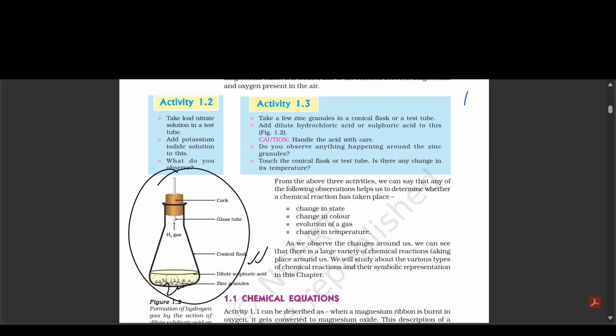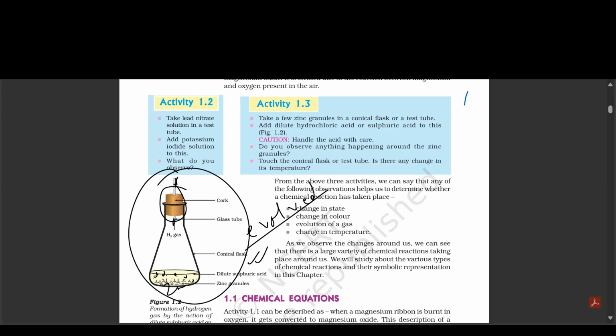Now before putting this, what you have to do is place a cork with a tube, right? And then you have to note your observation. So as soon as you put in dilute sulfuric acid and zinc granules, after maybe some time, you'll observe small bubbles in the conical flask, right? And now, if you observe bubbles, it means that some gas is being evolved, right? Some gas is being evolved.